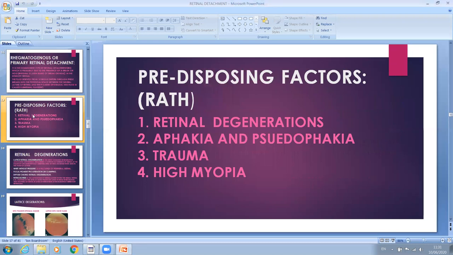What are the predisposing factors in retinal detachment? To remember these four predisposing factors for the primary retinal detachment, you may remember the word RATH, R-A-T-H. R is for retinal degeneration, A is for aphakia and pseudophakia, T is for trauma, and H is for high myopia. These four conditions go together.